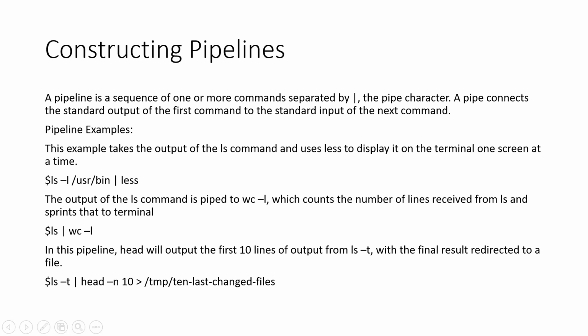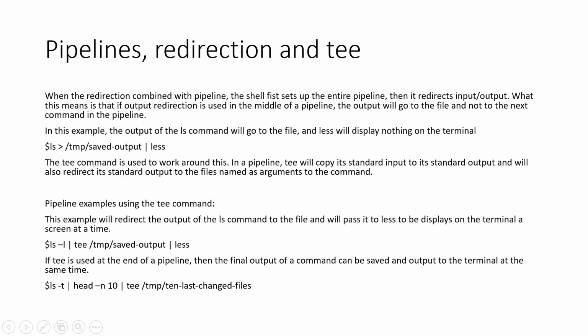Okay, pipeline examples. This example takes the output of the ls command and uses less to display it on the terminal one screen at a time. Then the output of the ls command is piped to wc -l, which counts the number of lines received from ls and prints that to the terminal. Okay, in this pipeline, head will output the first 10 lines of output from ls -t with the final result redirected to a file. Okay, let's move to the next slide.